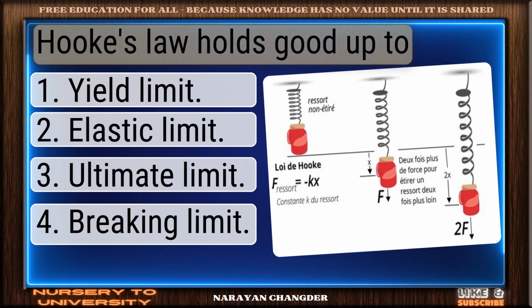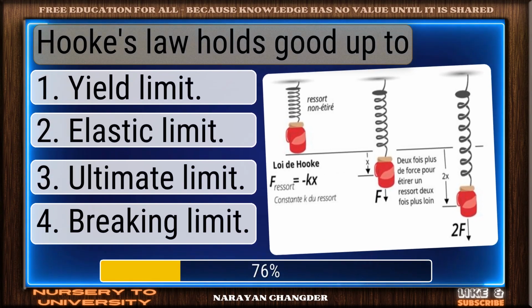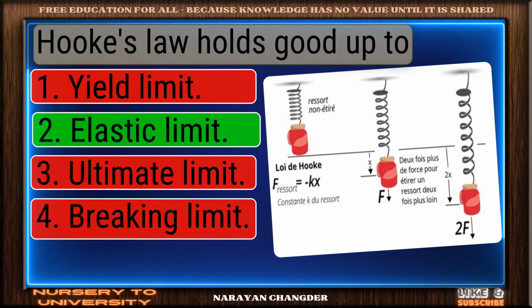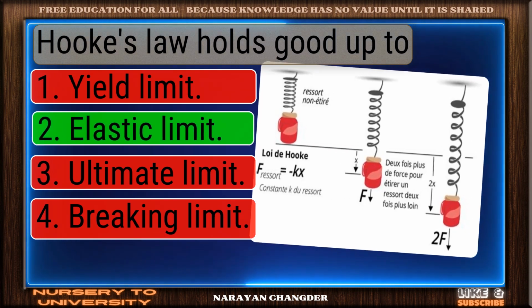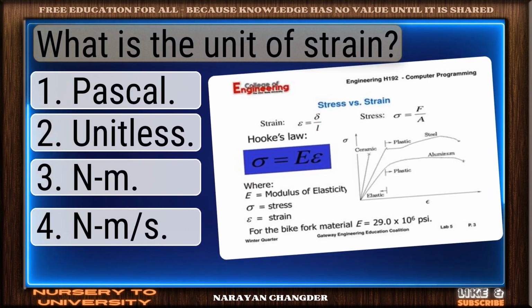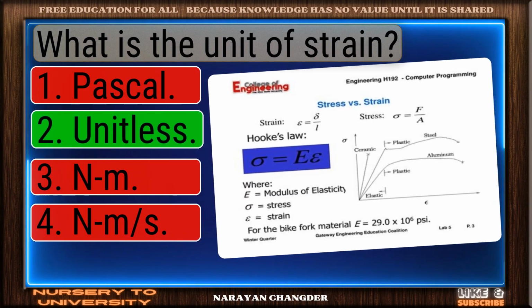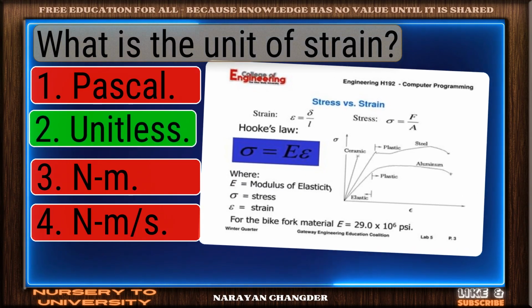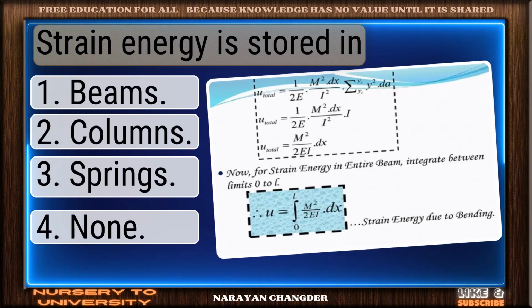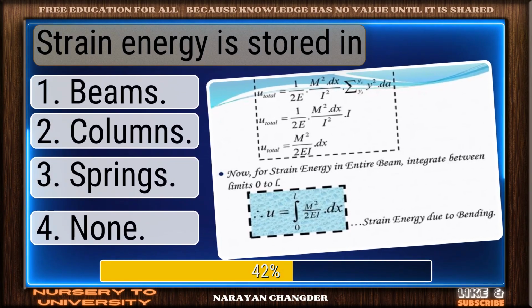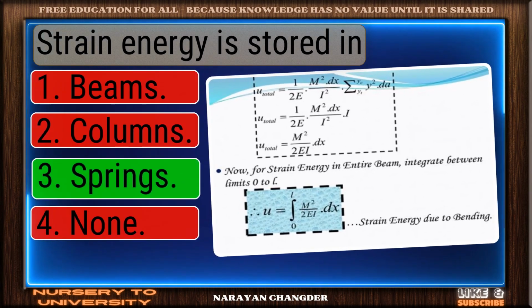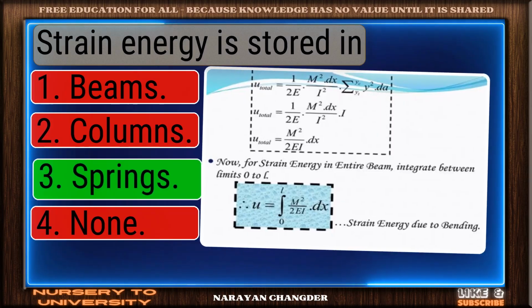Hooke's law holds good up to. Excellent. Elastic limit is a brilliant choice. What is the unit of strain? Correct response. Unitless is the most accurate answer. Strain energy is stored in. On track. Springs is the correct answer.